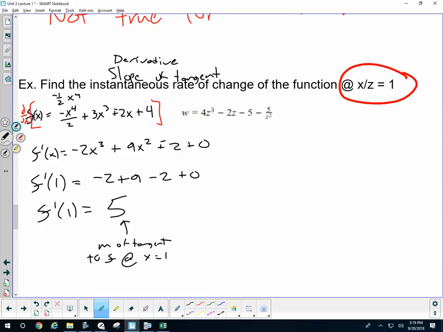Okay? Now, you guys do this. How quickly is w changing when z equals 1? You are going to take the derivative with respect to z in this situation because z is the variable. Okay, go ahead and do that and find it at 1.